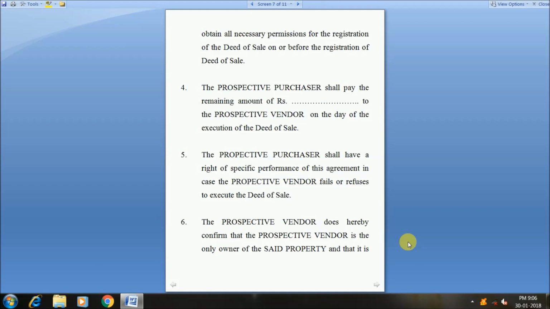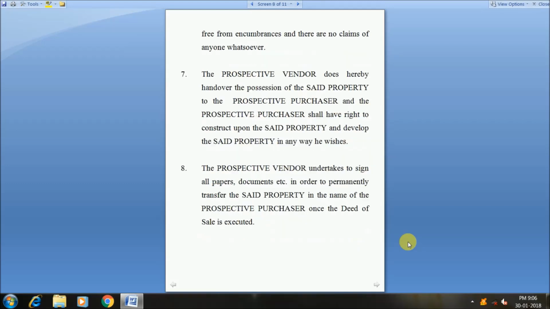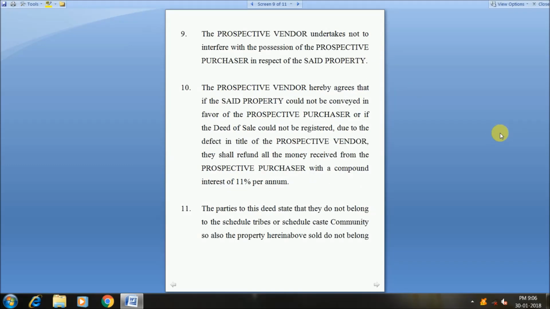Furthermore, there is this sort of a non force majeure clause. That is, it states that in the event the prospective vendor hereby agrees that the said property could not be conveyed in favor of the prospective purchaser, or if the deed of sale could not be registered due to the defect in title of the prospective vendor, they shall refund all the money received from the prospective purchaser with a compound interest of 11%.